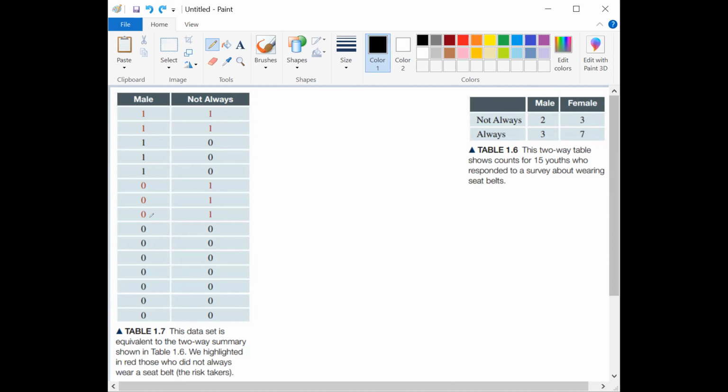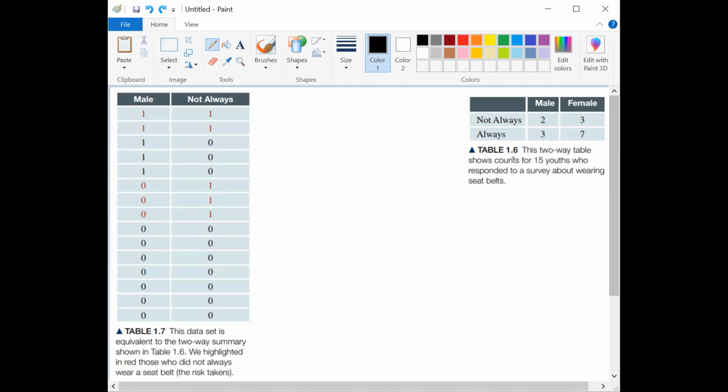Then we have our women, and you can see we have 3 women who do not always wear their seatbelts. So we go to women and not always, and we put 3. And then we have 7 women who always wear their seatbelts, and so we get 7. So that's how you go from the raw data into the two-way table.